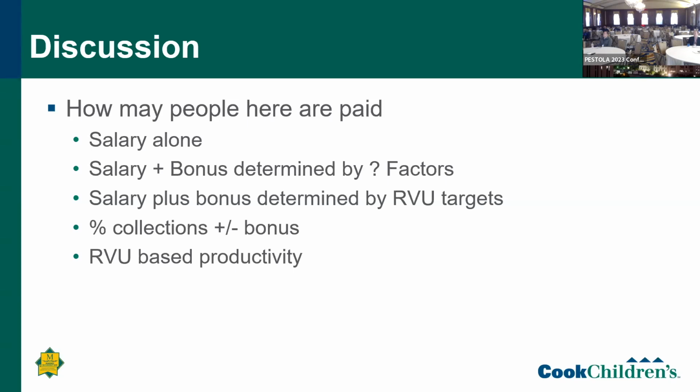So you heard about the fact that you collect money, and they divide out the money in the group by how much you collected, but then what about who's going to pay your nurse? And then how many people are on RVU-based productivity? And what difference does it really make?